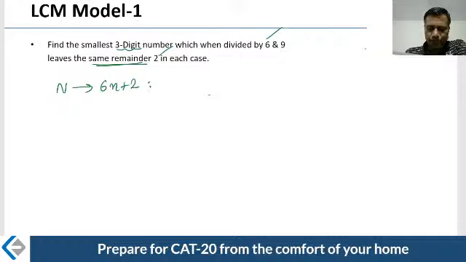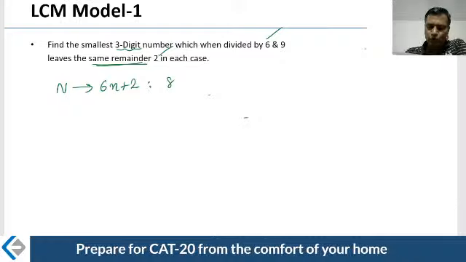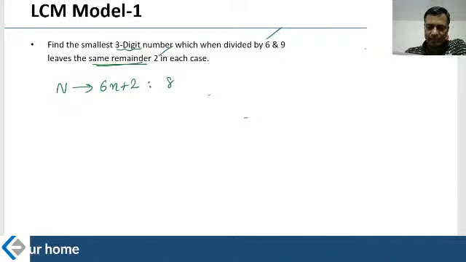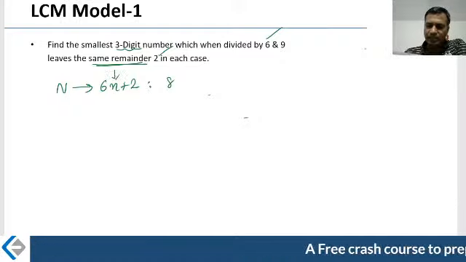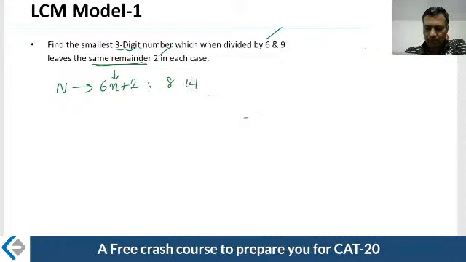Let me write the series. Put n is equal to 1, you get 8. Put n is equal to 2, 6 into 2 here, I'm putting the values here, you get 14. Then you get 20. Then you get 26, then 32, and so on. It's an infinite series. There is no end to this.